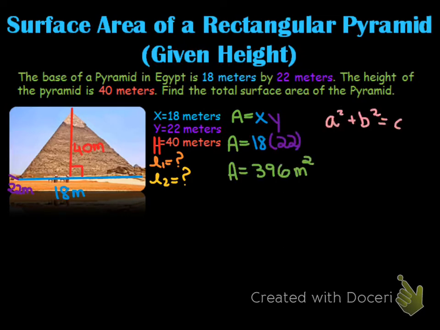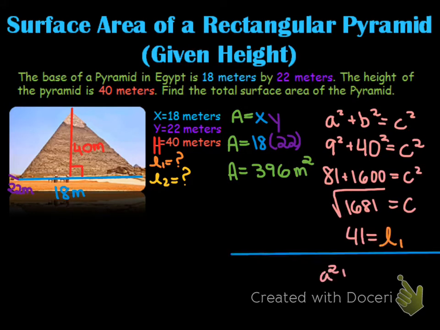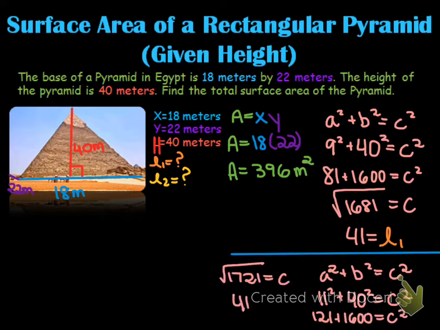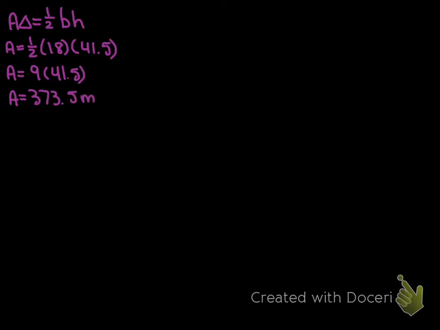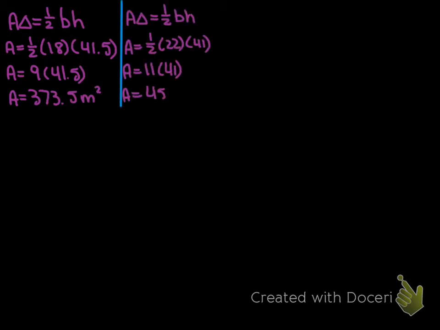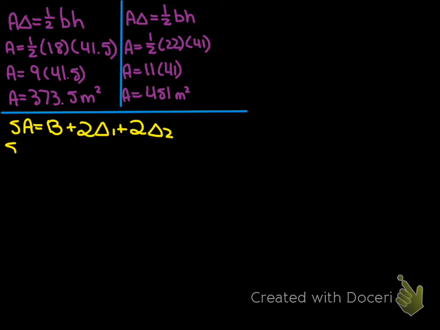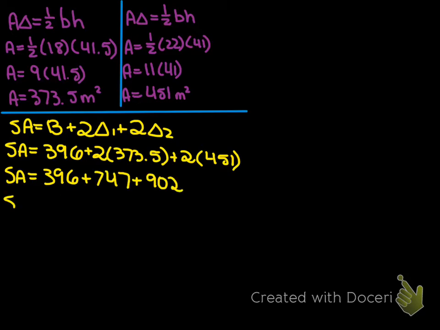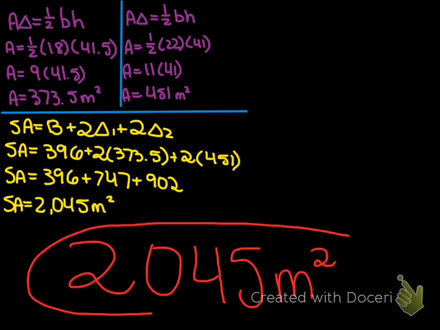When we solve it, we get the area of the base equals 396 meters squared. We get the first lateral equals 41 meters. We get the second lateral equals 41.5 meters. The area of the first triangle turns out to be 373.5 meters squared. The area of the second triangle is 451 meters squared. The total surface area turns out to be 2,045 meters squared.